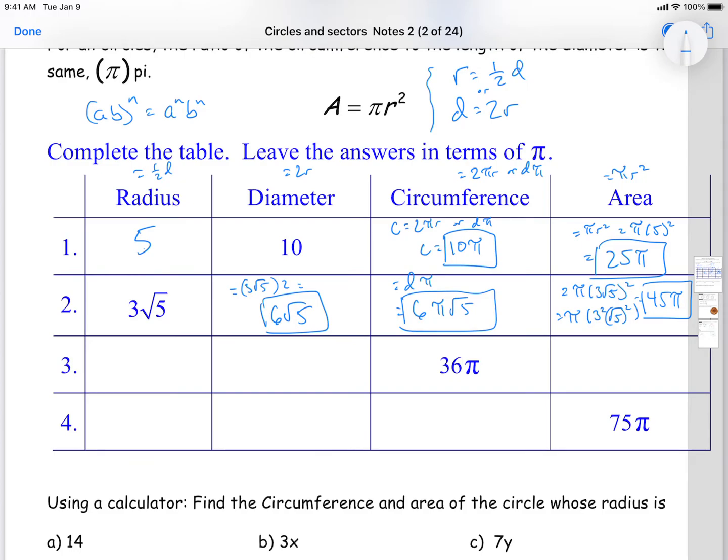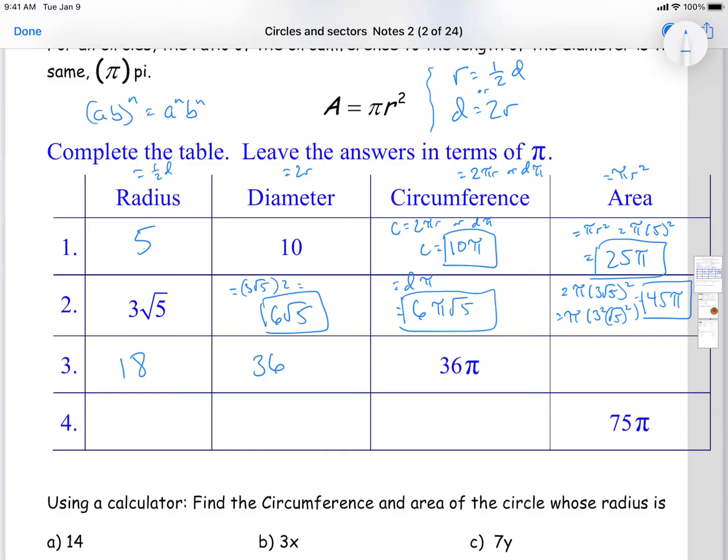For number 3, we kind of have to work backwards here a little bit. So if my circumference is 36 pi, my circumference could be thought of as either 2 pi r or d times pi. What is my diameter going to be? So let's work backward that way. What's my diameter? It's going to be 36. And if my diameter is 36, what does that mean my radius is? 18. It's half of it.